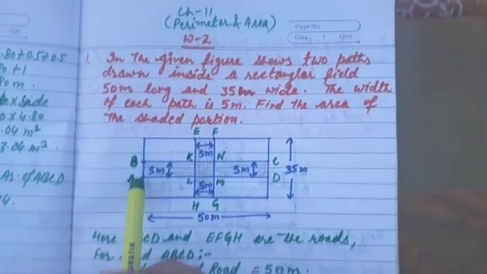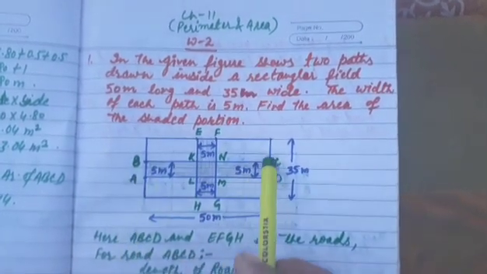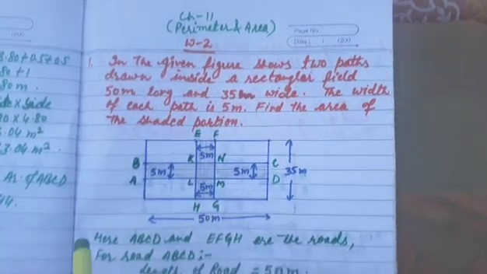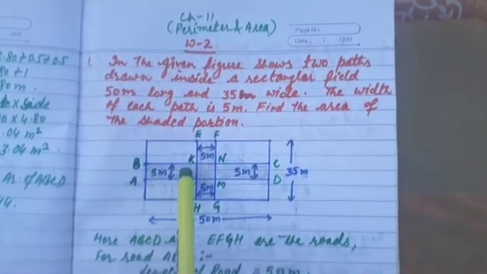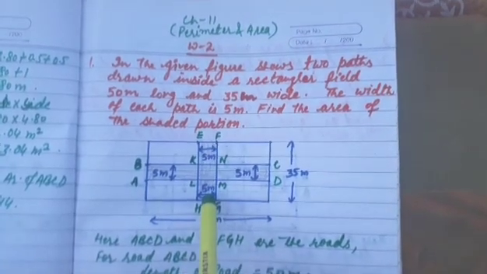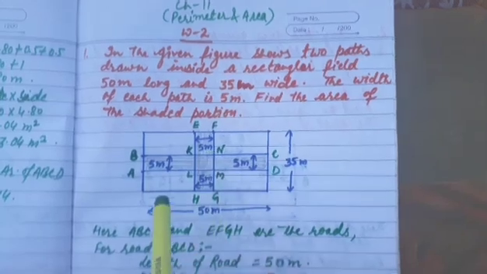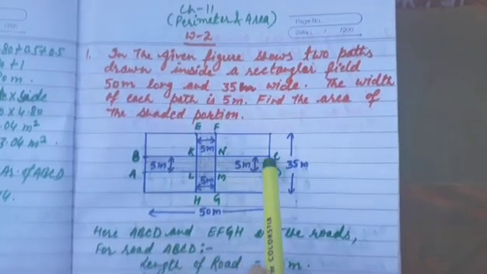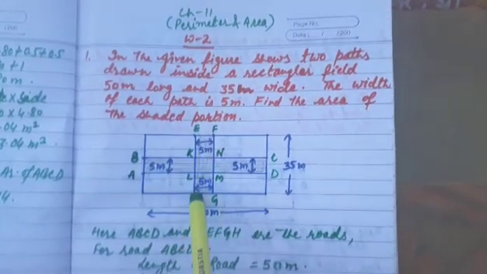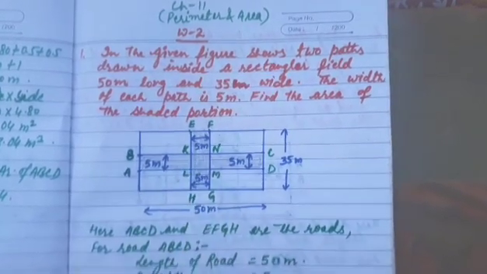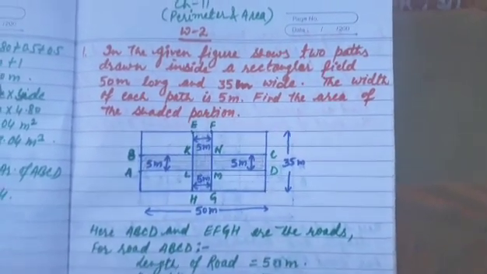So what we are looking at: the first road is A, B, C, D. The second is E, F, G, H. We add the area of this road and this road, but this common region is counted two times, first time as it is and second time as it is. One time we have to cut it, we have to subtract it. How can we do that?